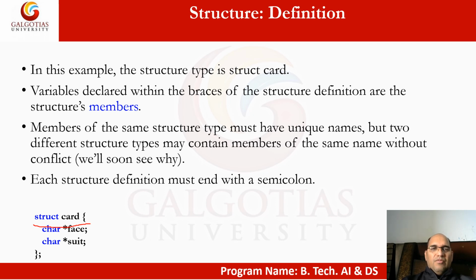So what we want to tell you here is that if you have two members, one of type character pointer and this one is also character pointer, then their names must be different, right? Each structure definition must end with a semicolon. So always remember that at the end of the structure you always put this semicolon over there, right?